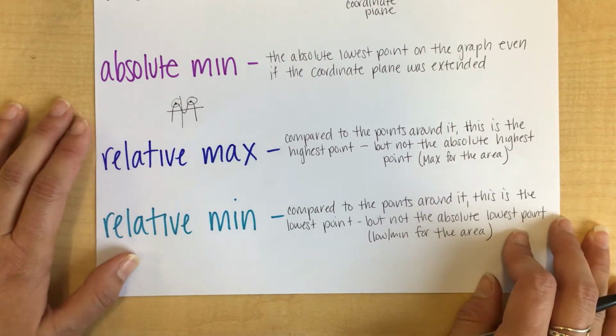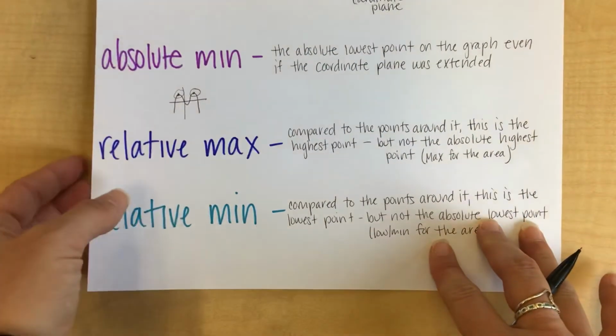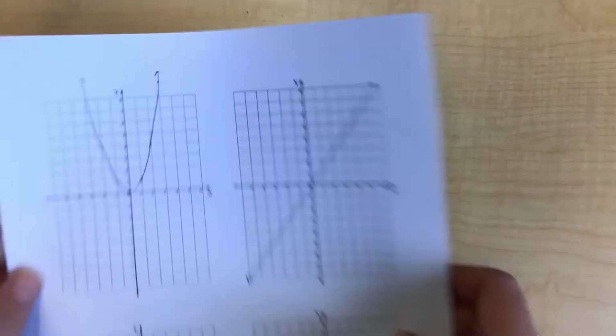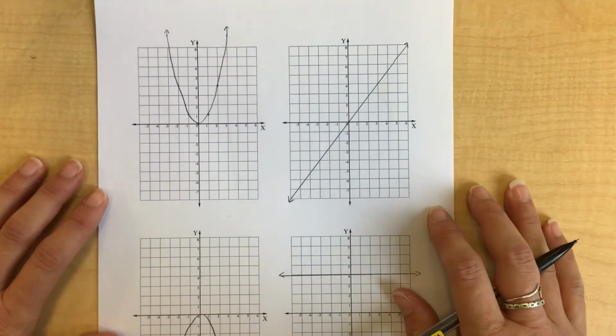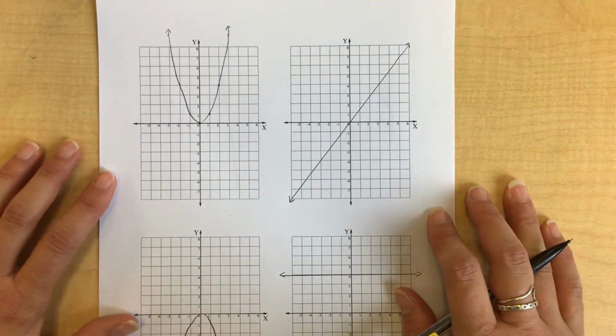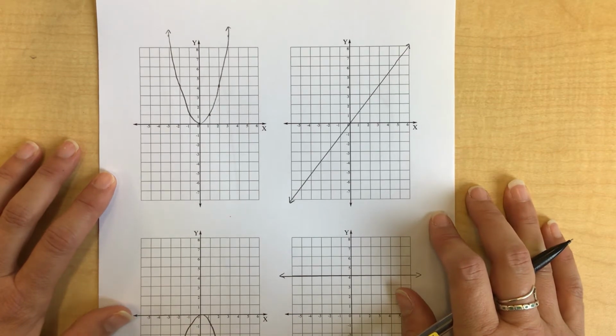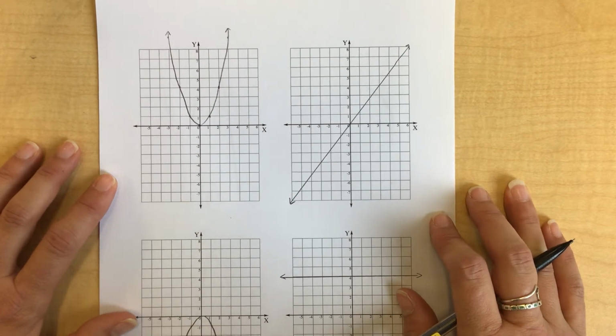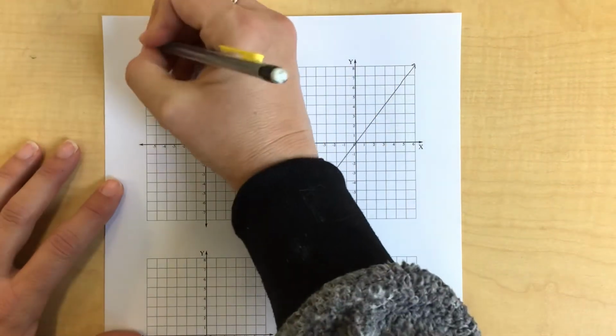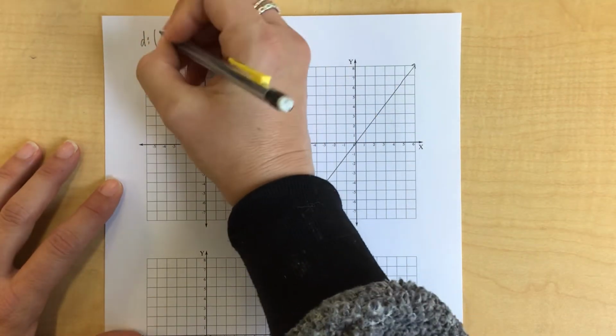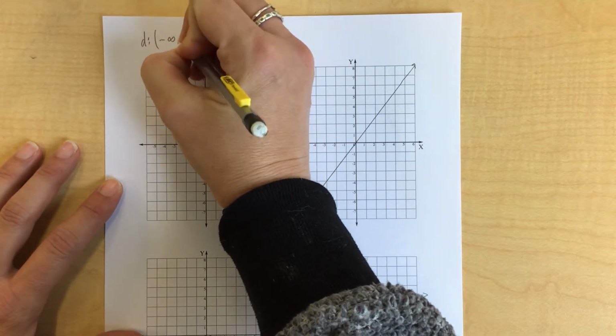Okay, all right, so we're going to practice these. I have some examples that we're going to go through. So first, we're just going to start with domain and range. Okay, we're just going to work through these and see how we do. All right, so we talked about this before. Domain on any parabola is always going to be all real numbers. And to show that in interval notation, it's just going to be negative infinity to infinity.